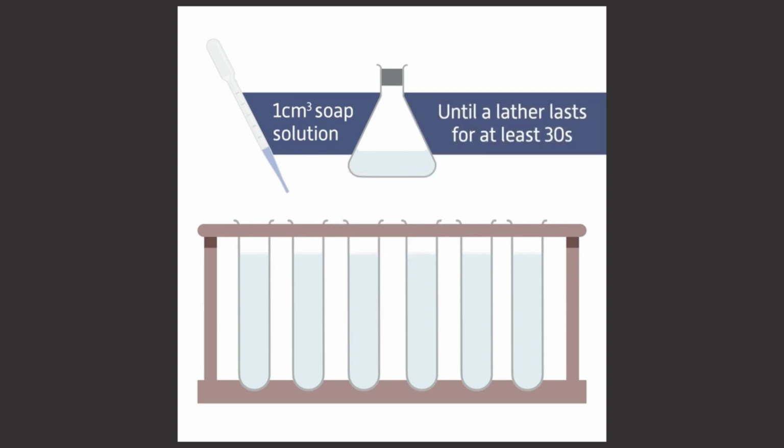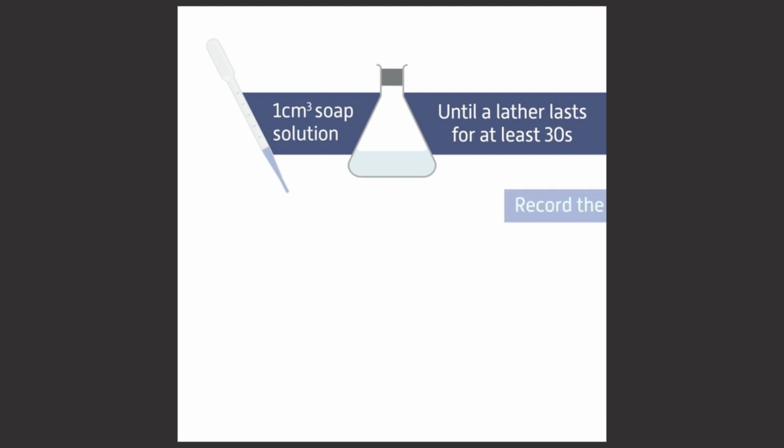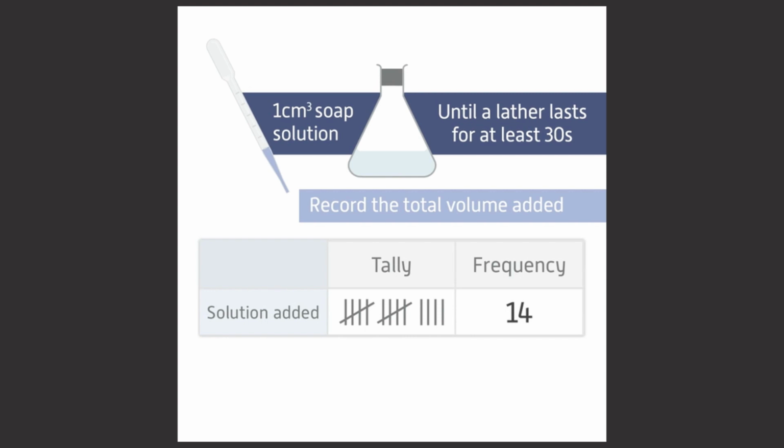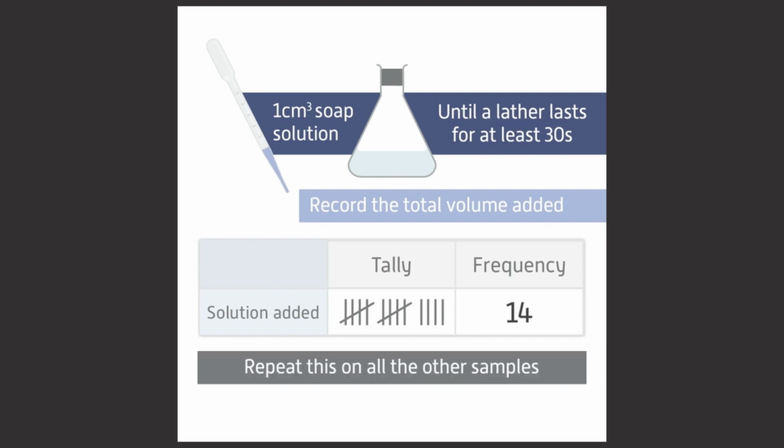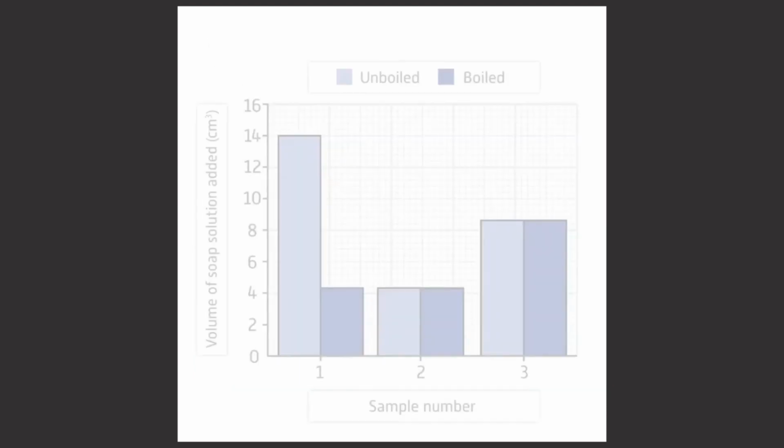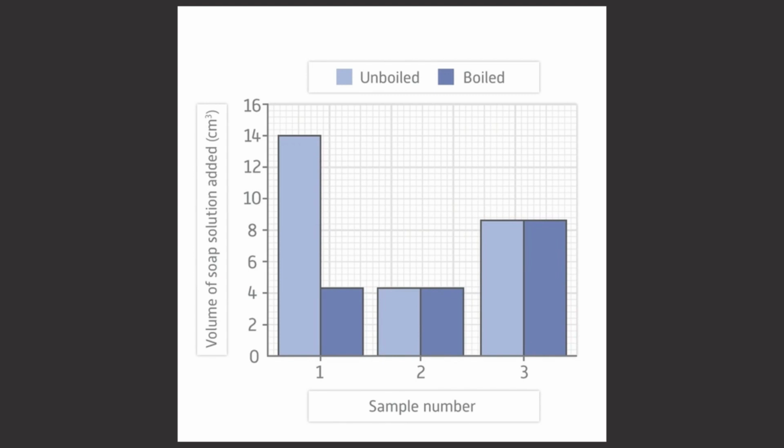Repeat, adding 1 cubic centimetre of soap solution until a lather forms that lasts for at least 30 seconds. Record the total volume of soap solution added. You might find it a good idea to use a tally table to record how many times you added the 1 cubic centimetre of soap solution. Repeat this on all of the samples and the boiled samples. You can draw a bar chart to show your results, with volume of soap solution added on the y-axis and each bar representing a different sample.